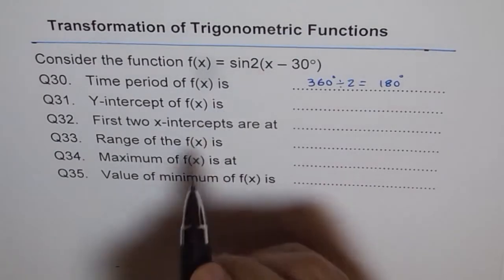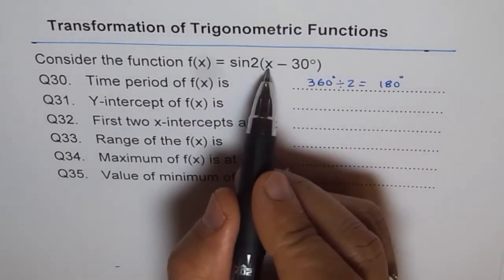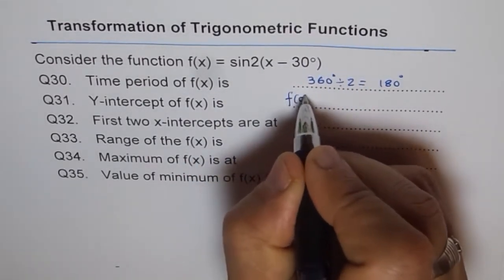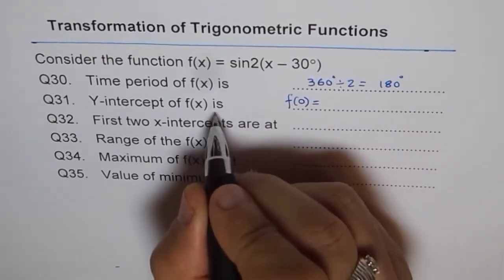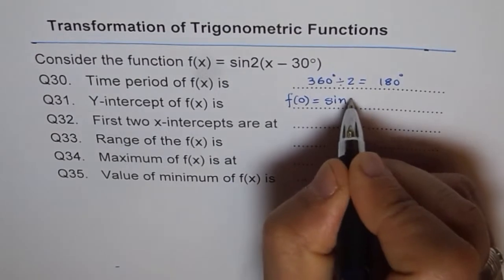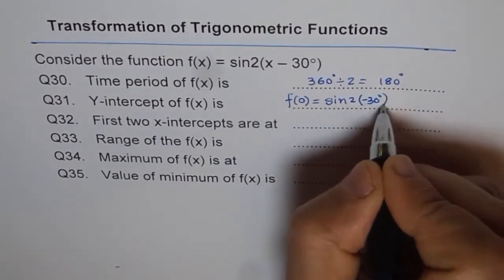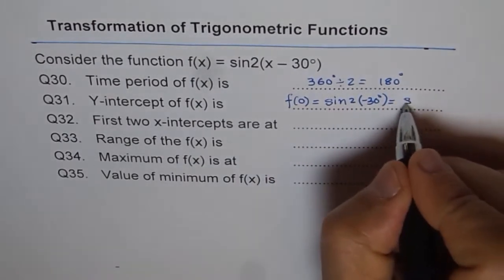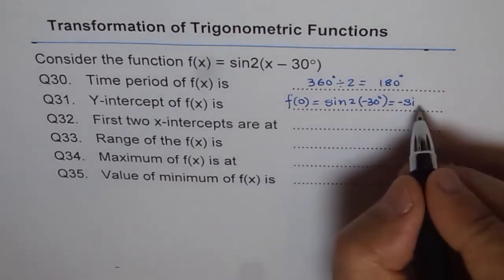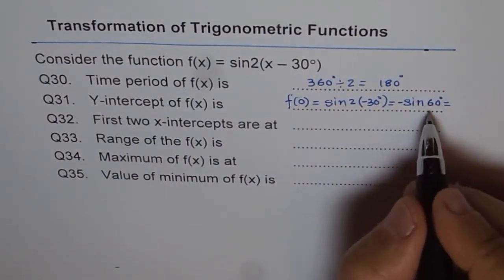The y-intercept of f of x: for the y-intercept we need to put 0 for x and then calculate the value. So the y-intercept is basically f of 0, the value of the function when x is 0. So we get sine of 2 times minus 30 degrees, and that gives us sine of minus 60 degrees. Minus means minus sine, and sine of 60 degrees. That is the value.